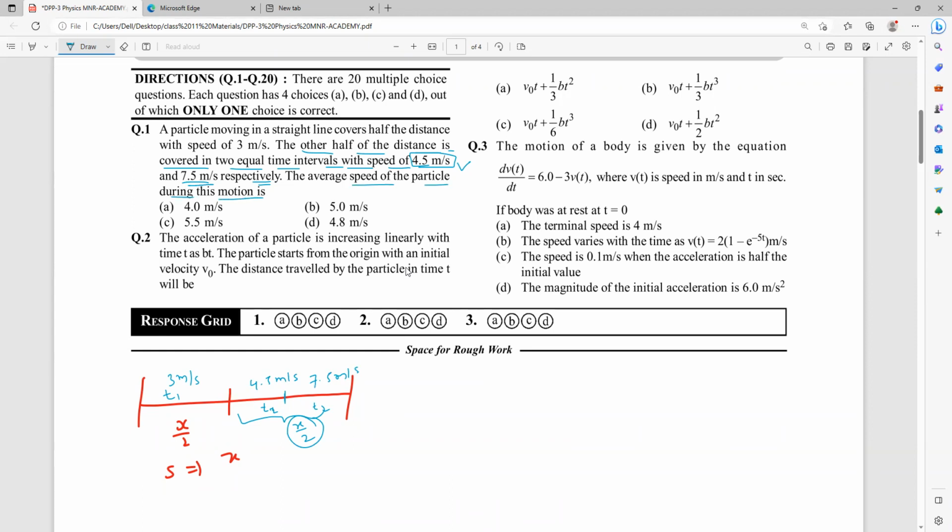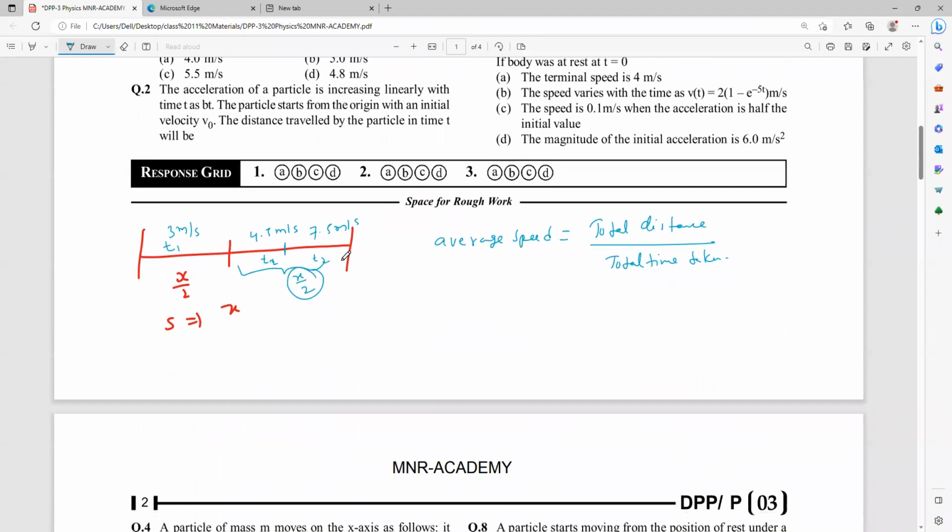So what is the average speed formula, everybody? Even class 9th you people know. What is the average speed formula? Total distance traveled divided by total time taken.